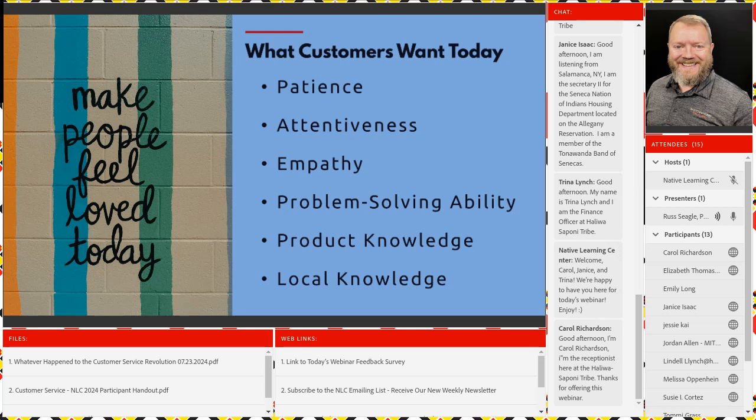So a little product knowledge, a little local knowledge, becoming information central, being able to point people in the right direction, giving people what they need, even if they're never going to be your customer. It's the right thing to do, and it will make friends, because here's what's going to happen.